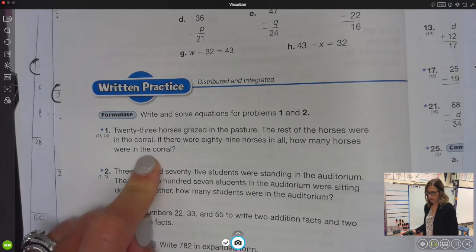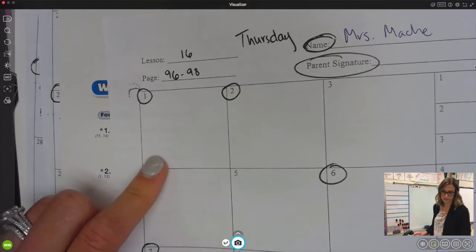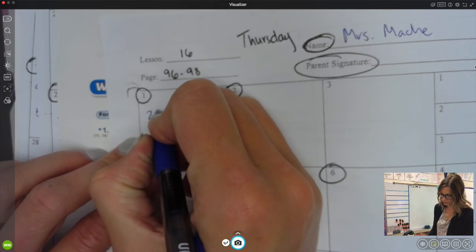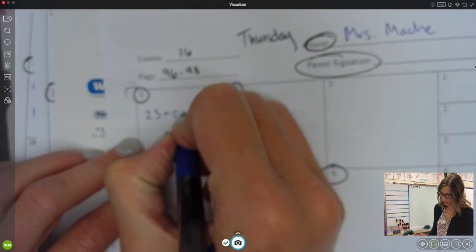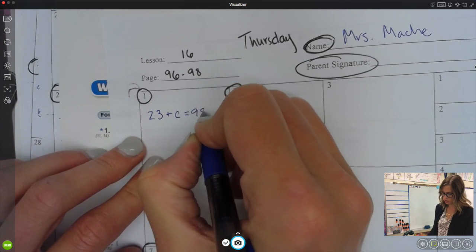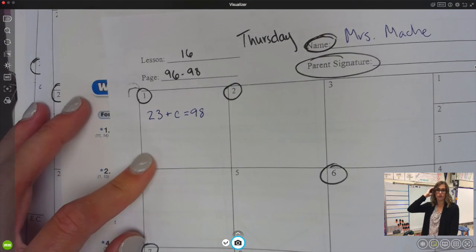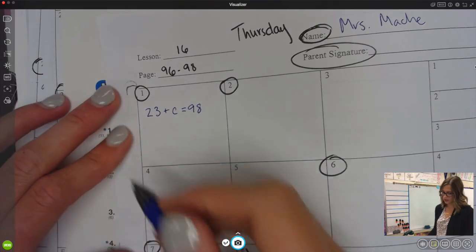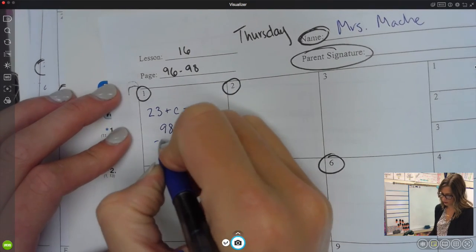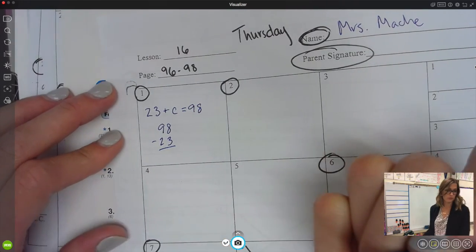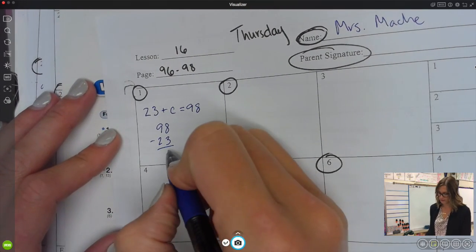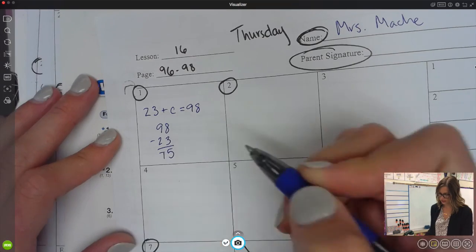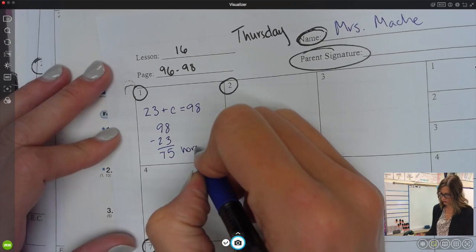So, I've got 23 out in the pasture, plus I've got some more in the corral, equals the 98 total. Now, let's go ahead and flip that into a subtraction sentence. 98 minus 23. 8 minus 3 is 5. 9 minus 2 is 7, so I get 75 horses.